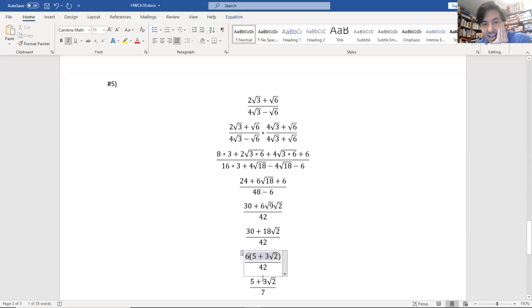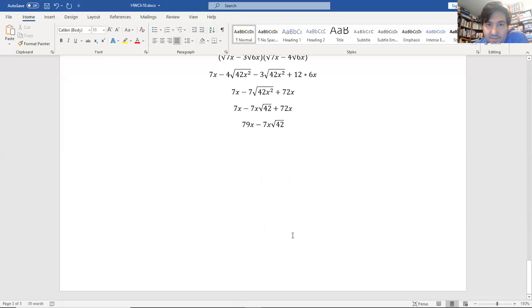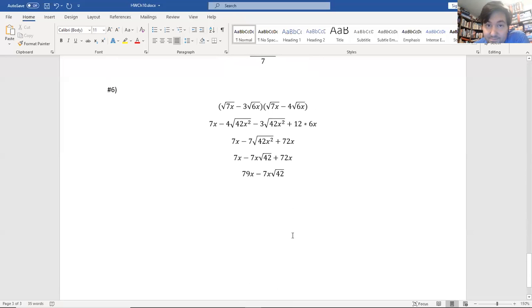The point of doing that is that now you've got 6 over 42. And guess what? You can divide both of those by 6. That'll cancel this 6 out, so nothing's left except the stuff that was in the parentheses. If you take 42 and divide by 6, you get the number 7. So when all is said and done, you've got 5 plus 3 root 2 over 7. These problems are long. I get that. All right, we got one left. This one's a little bit shorter compared to the last one.